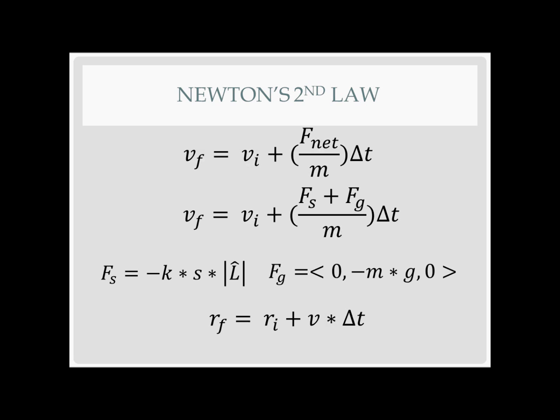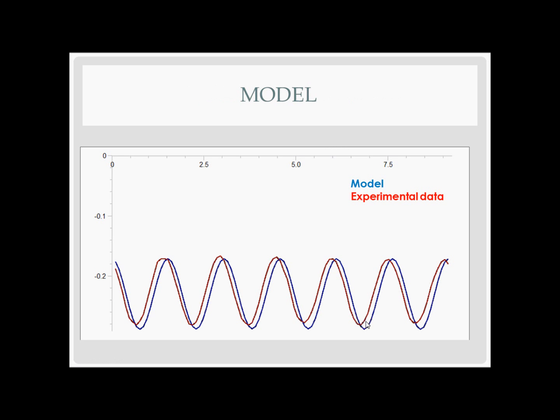Let's start again with the fundamental principle, this time Newton's second law. I will be using this to predict each new position of the mass. I already know that the net force is equal to the sum of the gravitational force and the spring force, so those values, as well as the fact that the mass started at rest, can give me the new velocity of the mass. From there, I can use this equation to find the new position.